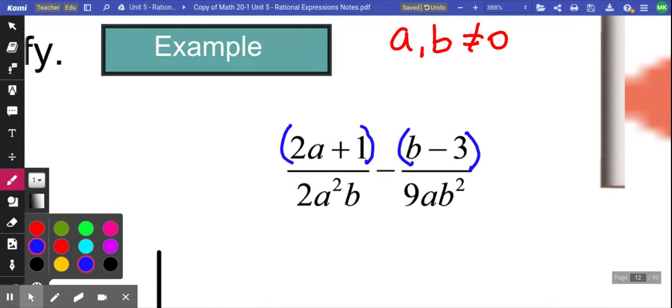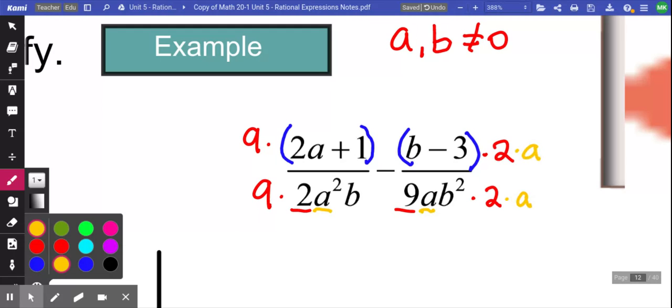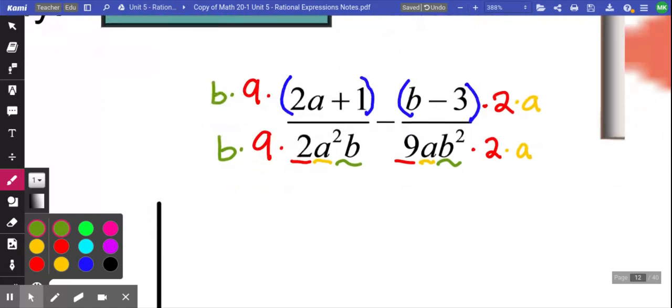So we need to subtract these two things together. To subtract these, we get a common denominator. We see 2 and 9 could both become 18. So I multiply this one by 9, top and bottom. Multiply this one by 2, top and bottom. Then I look at my letters. I have A squared and A. This one needs to be multiplied by an A to make it A squared. I look at my B's. This one is B. This one is B squared. I need to multiply the first one by B to make them both B squared.